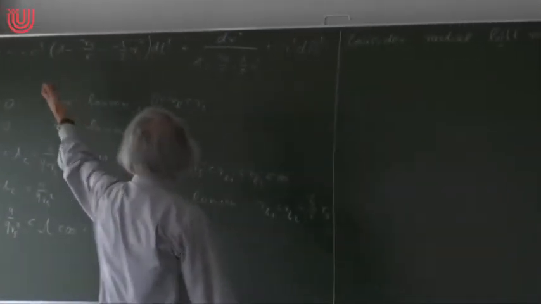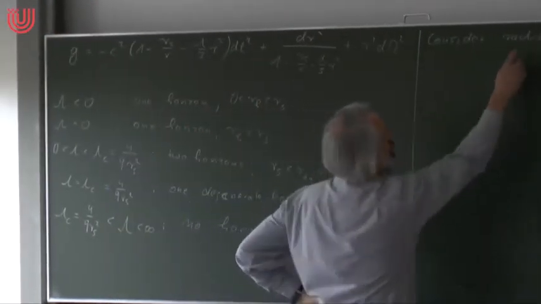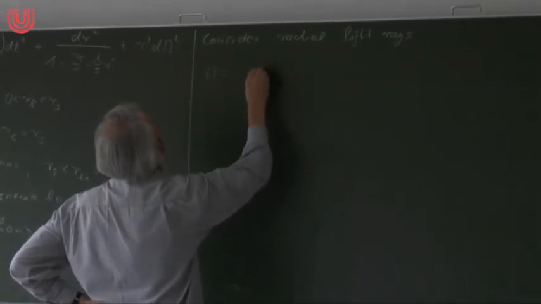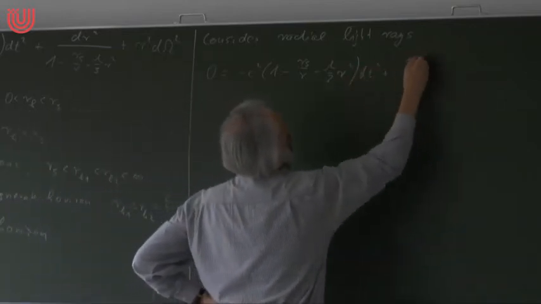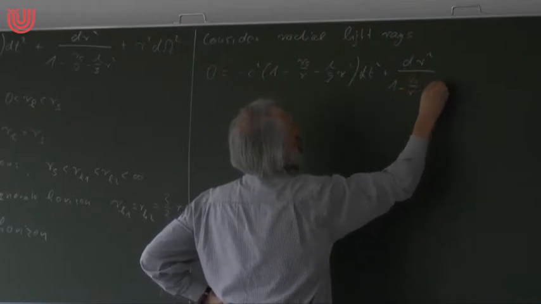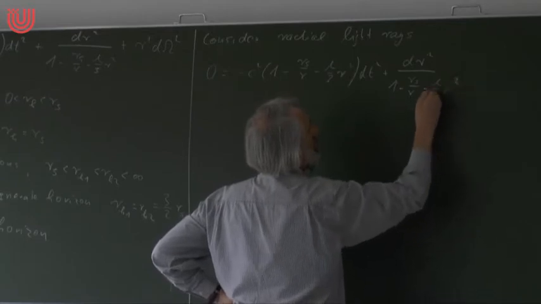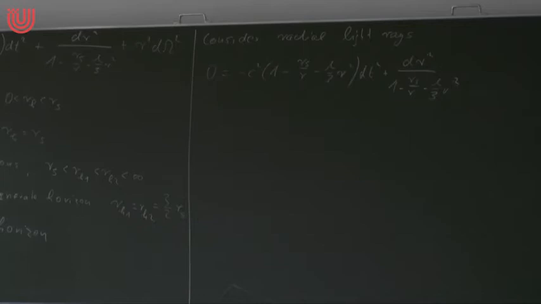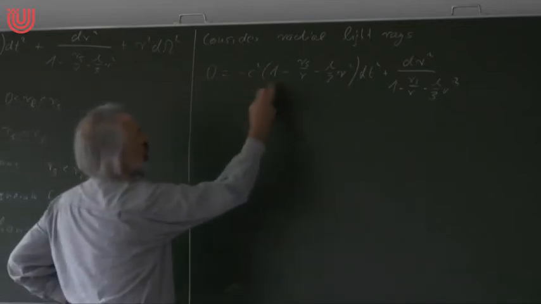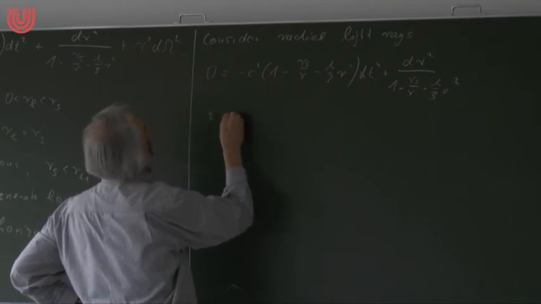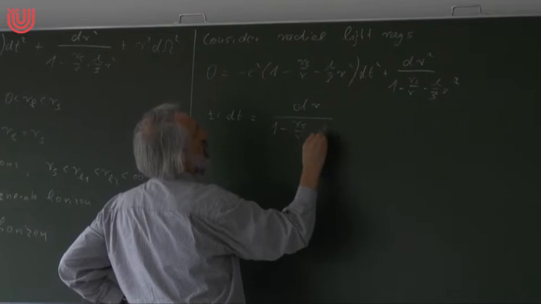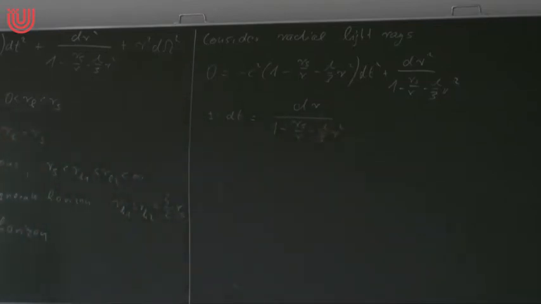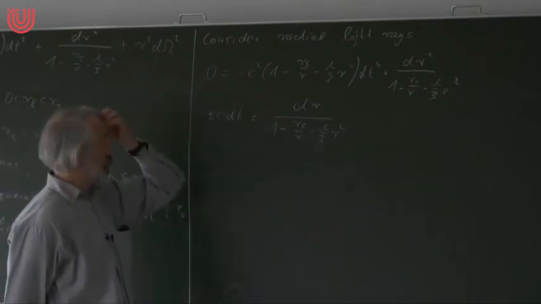And so we have just to equate this expression to 0 with the angular part equal to 0, because we have a radial light ray. So we have minus c squared (1 minus Rs over r minus lambda over 3 r squared) dt squared plus dr squared divided by the same quantity. No angular part because we have radial geodesics. Okay, let's rearrange this a little bit. Then we have plus minus c dt is dr divided by 1 minus Rs over r minus lambda third r squared, right? So we have two signs, of course, one for outgoing and one for ingoing radial light rays.